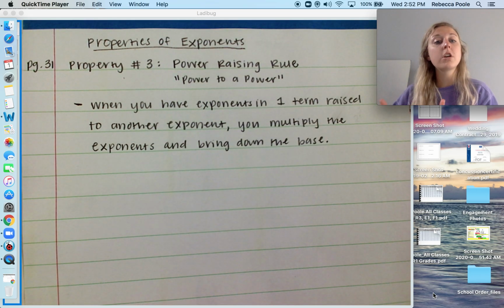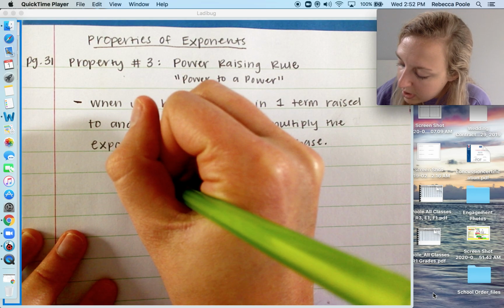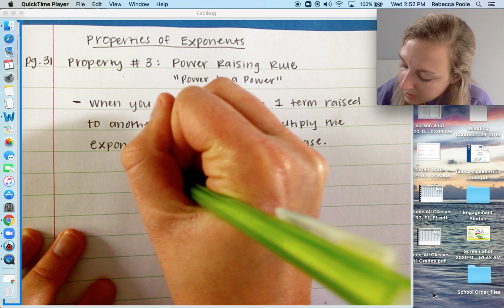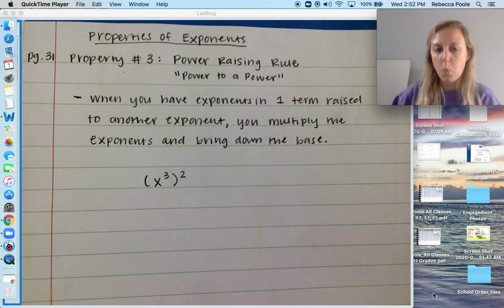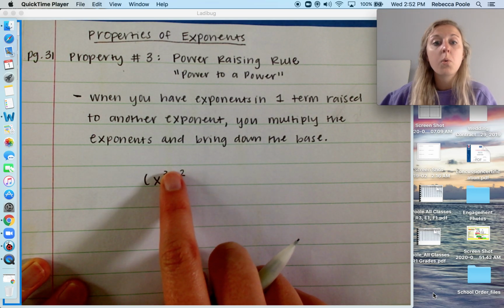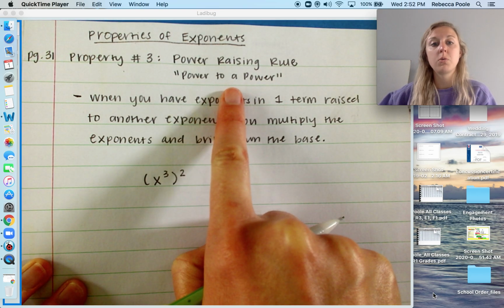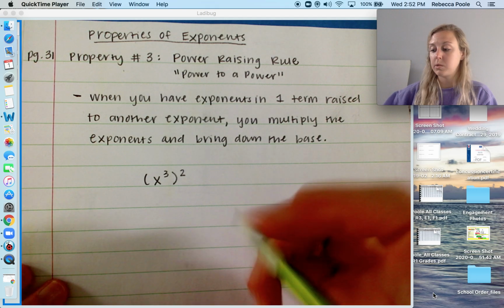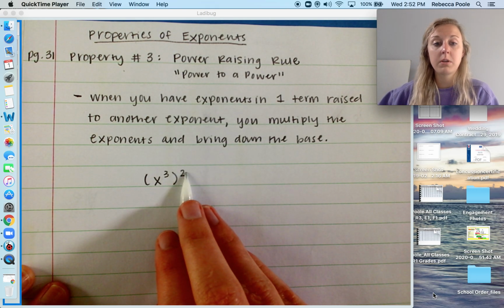All right, so let me show you what this might look like. We'll start off with an easy example. So if I have x cubed, and then I'm telling you to square that, okay? This is one exponent inside, so this is one term raised to another exponent. So this is what it means by power to a power, or the power raising rule, because we're taking one power, and we're raising it to another one, okay?